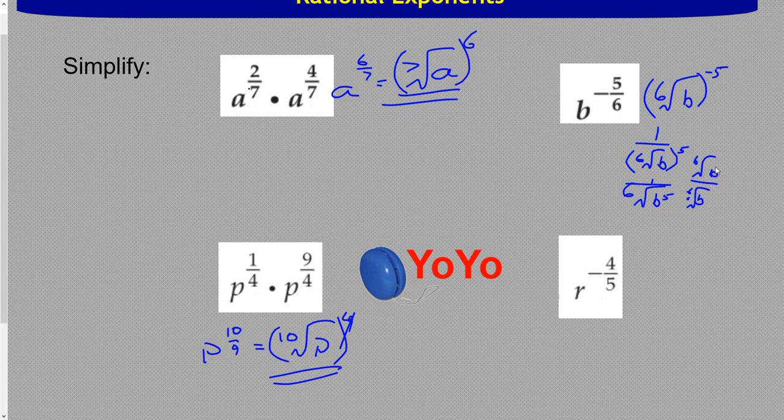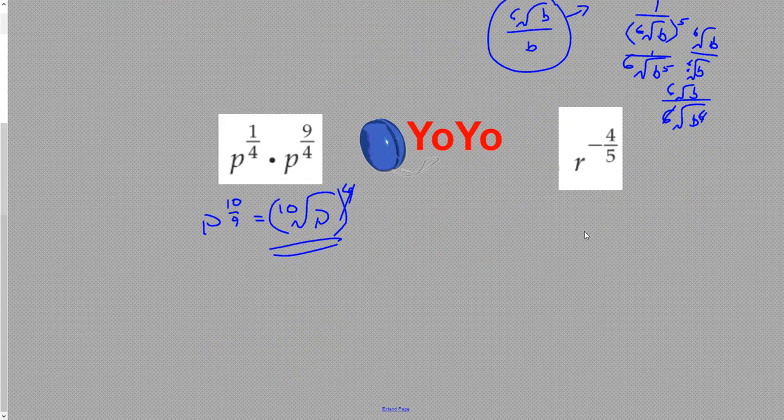So I'm going to multiply top and bottom by the 6th root of b. So the bottom now is the 6th root of b to the 6th, and the top is the 6th root of b. These cancel, and what I end up with is the 6th root of b over b. A little bit more work because we had a radical in the denominator. Let's try one more here.